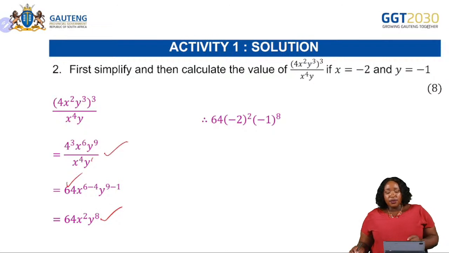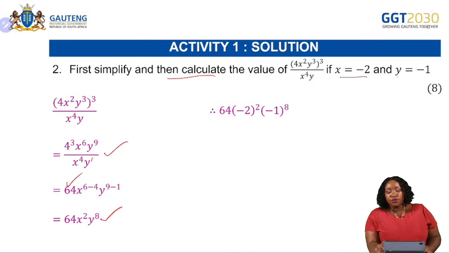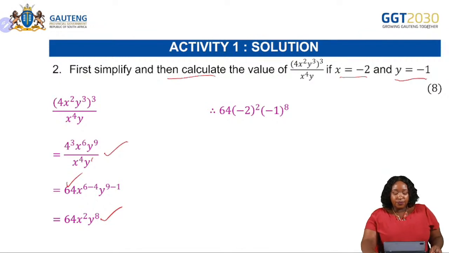Now you have to substitute, because they said, and then calculate if x is equal to -2 and if y is equal to -1. You have to calculate the value of the expression. So you can just substitute in the simpler expression. Do you see that? So we say 64 times -2. We still raise it to the exponent of x, so -2 squared times -1 to the power of 8. Okay, right, just substituting correctly, another mark. Okay, this is the importance of showing your steps. This is how you get your marks.